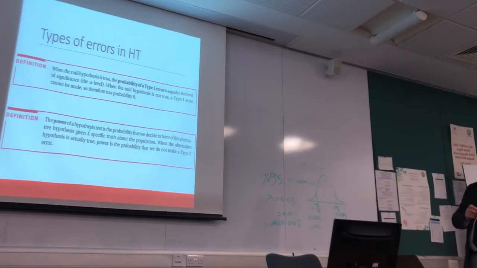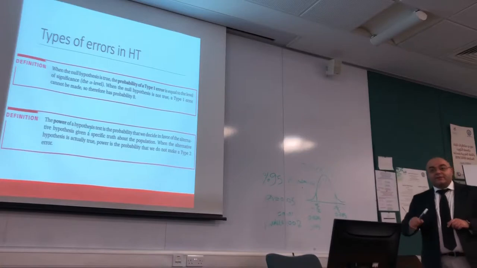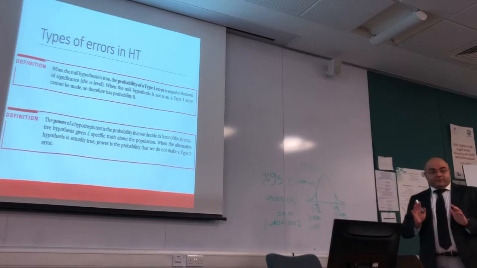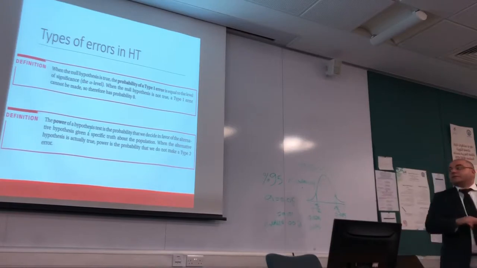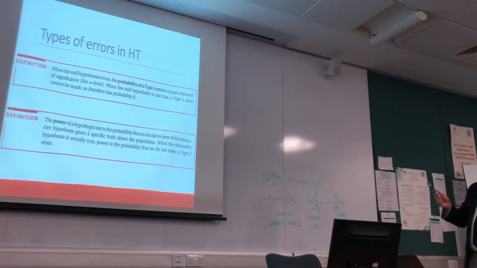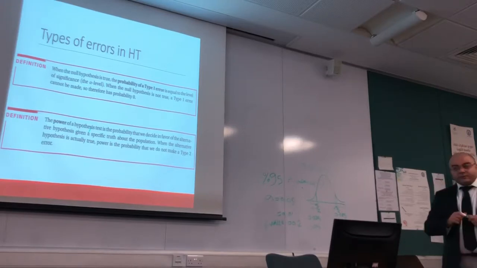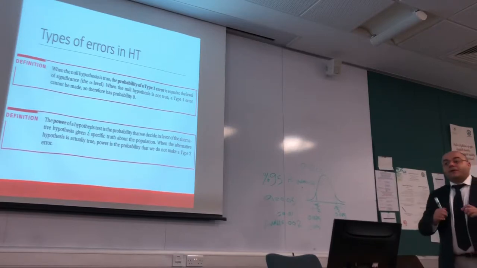Now what's the power? So عرفنا type one error. Alpha level. So alpha is type one error. The power, you know, the power of the hypothesis is the probability that we decide in the favor of the alternative given a specific truth about the population. When the alternative hypothesis is actually true, power is the probability that we do not make type 2 error. So the power, you know here, احنا ايش كثر confident with our alternative.